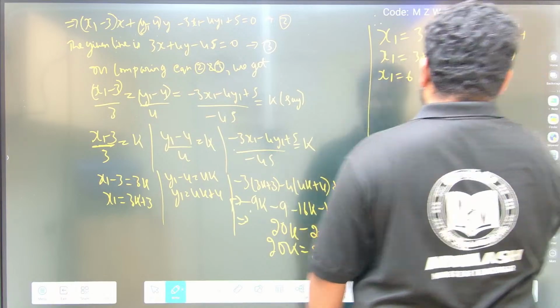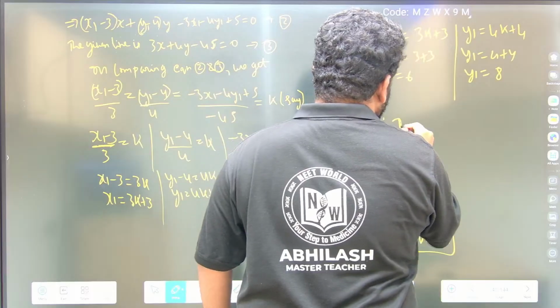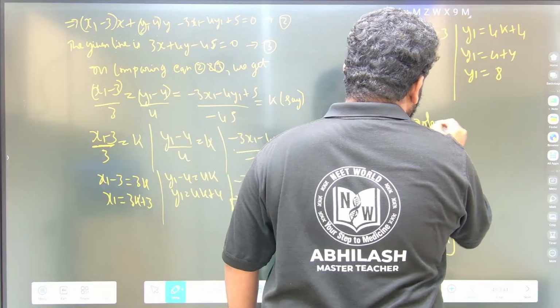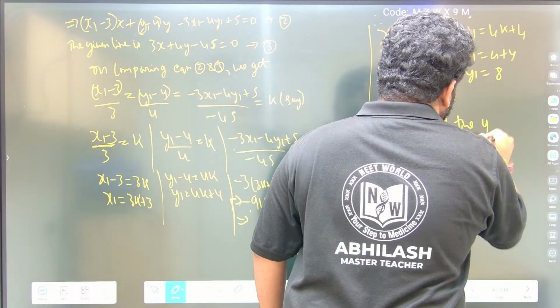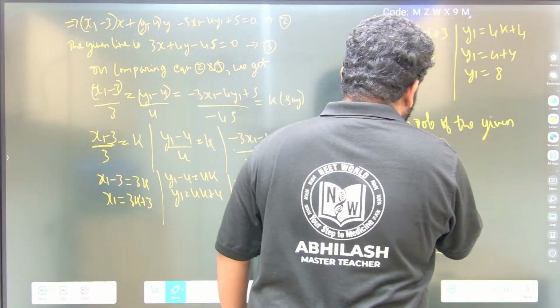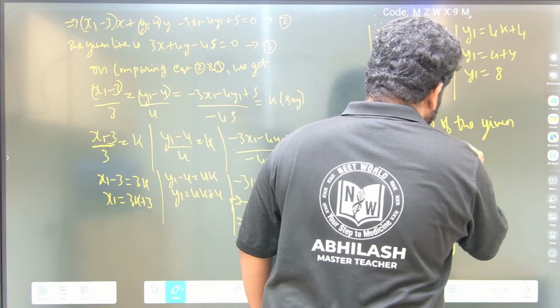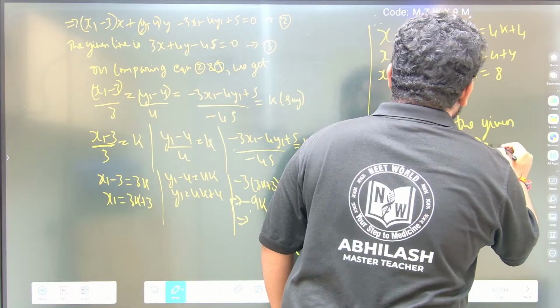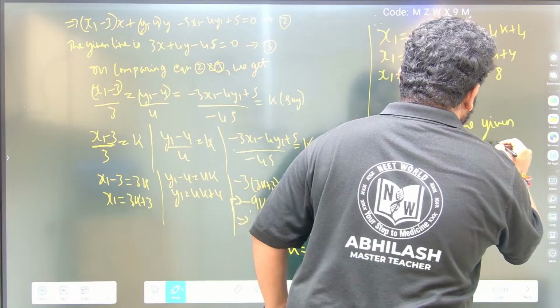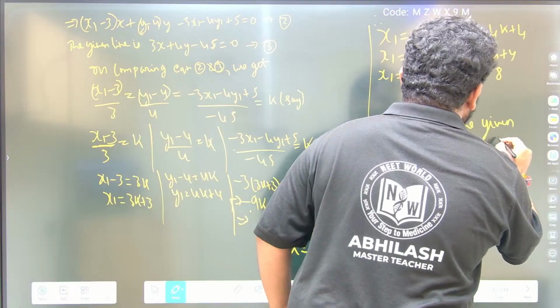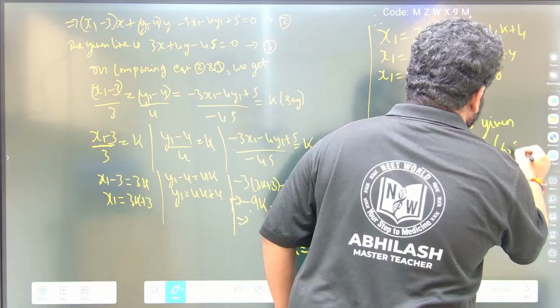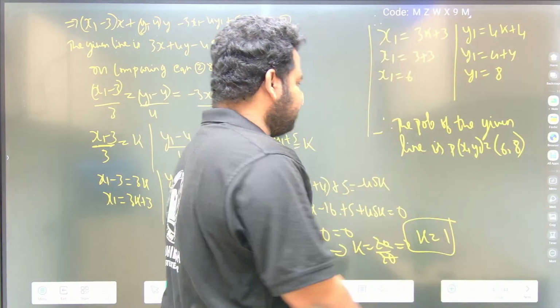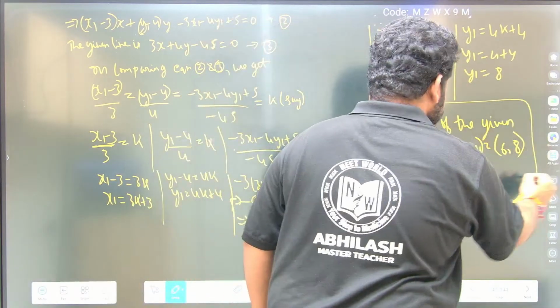Therefore the pole of the given line is P(x1, y1), which is nothing but equal to (6, 8). Okay, this is the final answer, friends. Put it in a box. That's it.